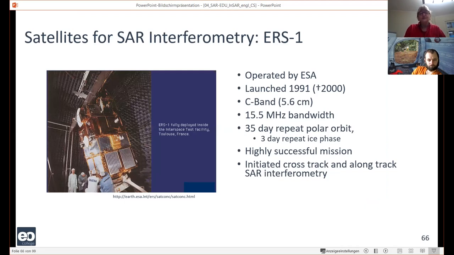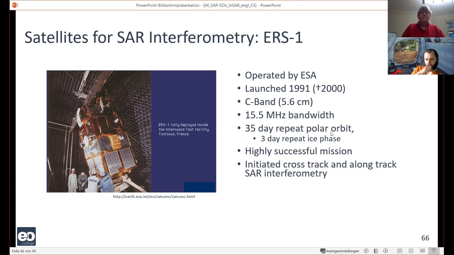Yeah, ERS-1 was already introduced to you. ERS-1 worked from launch in 91 until 2000. It had a fixed bandwidth. Two days ago, I talked briefly about this chirp, the pulse being constructed from modulated frequencies, and then the bandwidth plays a role and defines the resolution. With TerraSAR-X, you can choose between different bandwidths, but ERS-1 has only one bandwidth and one geometric resolution.